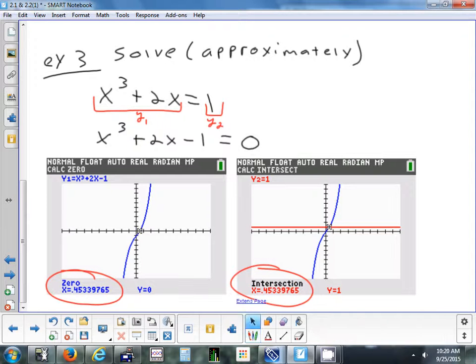All right, so which method you want to use, that's up to you. I would say if you already have an equation equal to 0, it's easier to just type it all into y1, calculate a root or a zero. If you've got something on each side of the equation, maybe you don't want to rearrange it, just leave it the way it is. Put the left side in y1, put the right side in y2, and then just calculate an intersect.